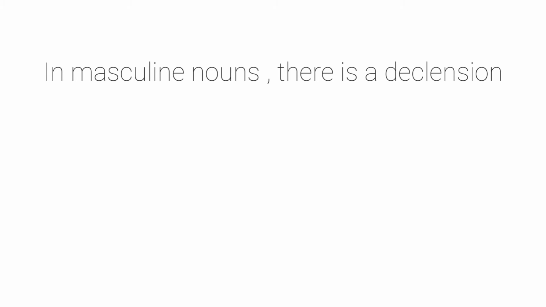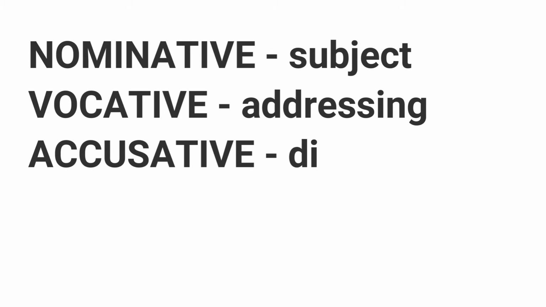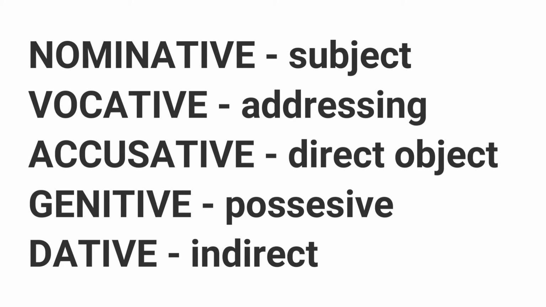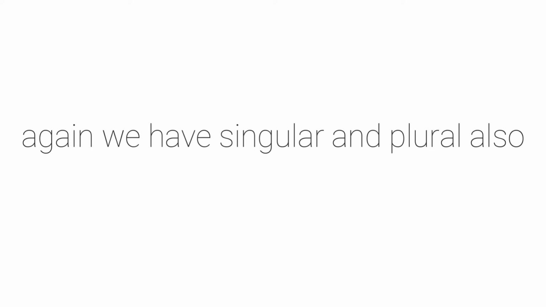So here I would like to introduce you first to masculine nouns. In the masculine nouns, there is a declension: nominative, vocative, accusative, genitive and dative. Nominative is always a subject, and vocative is always addressing. Accusative is direct object, genitive is the possessive case, and dative is the indirect object. So you have to learn by heart this: nominative, vocative, accusative, genitive, dative. Again we have singular and plural also.